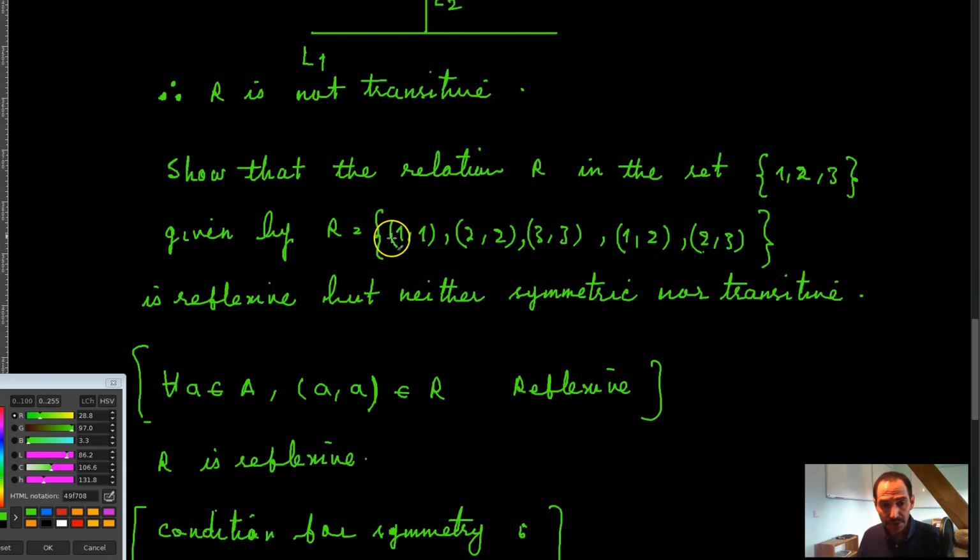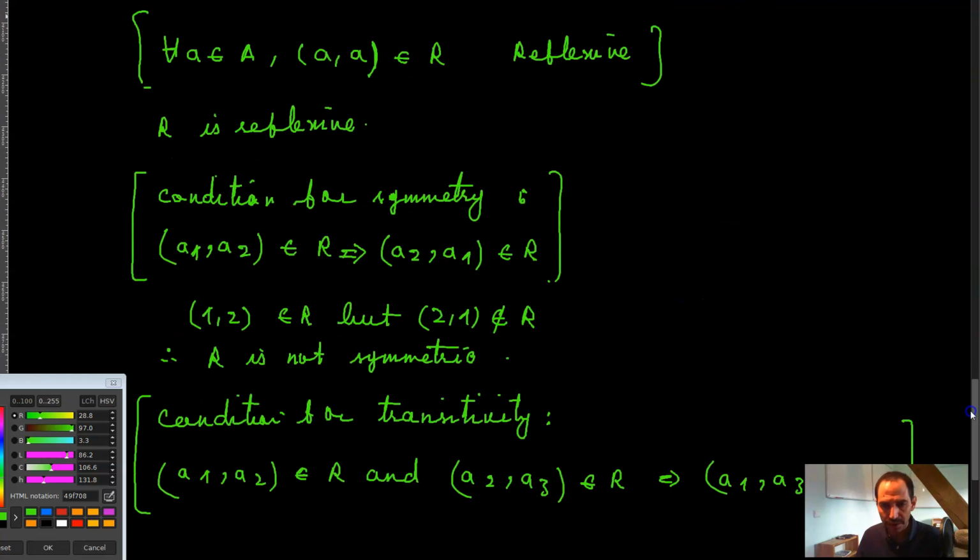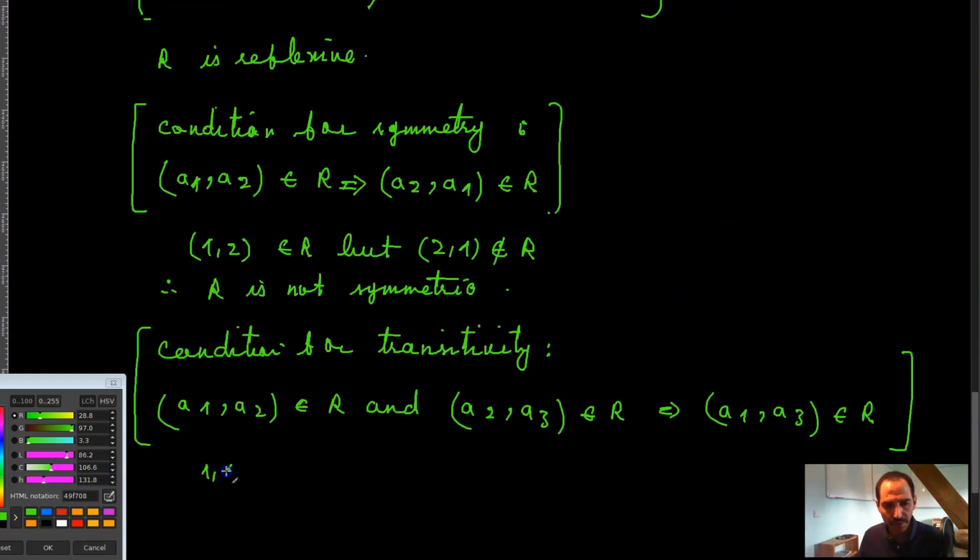You can see that over here (1, 1) and then (1, 2) belong to R, right? So (1, 1) belongs to R, and also (1, 2) belongs to R. This has to imply that (1, 2) belongs to R, which is the case. (1, 2) already belongs to R.